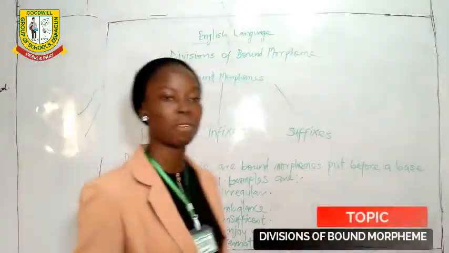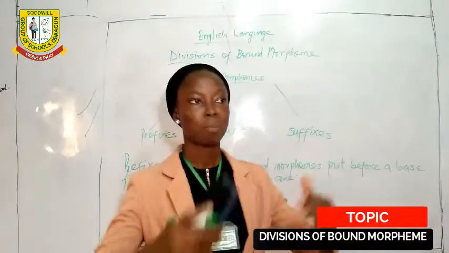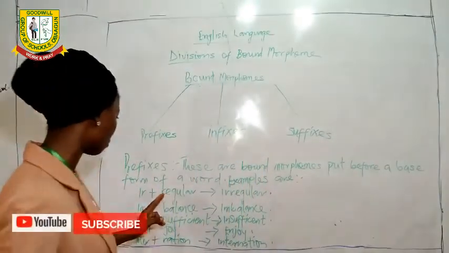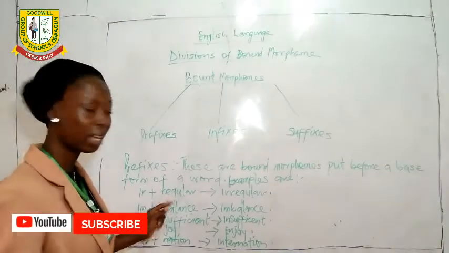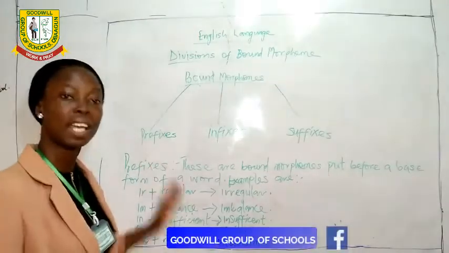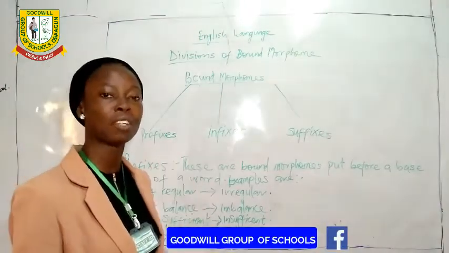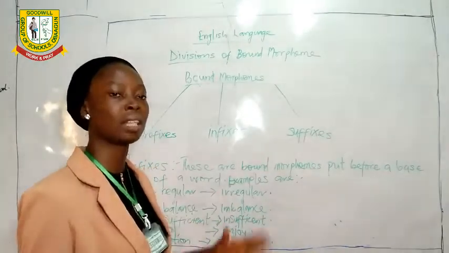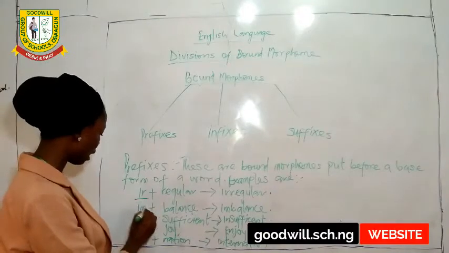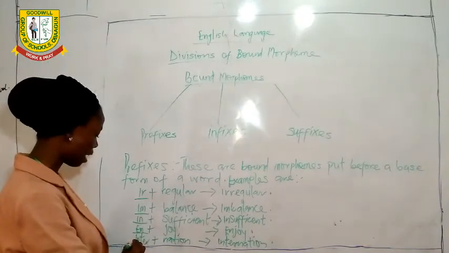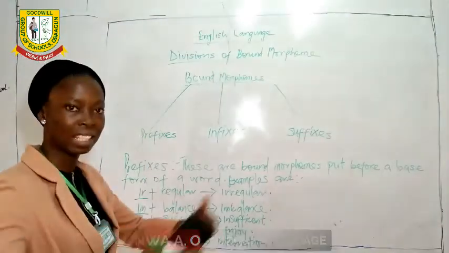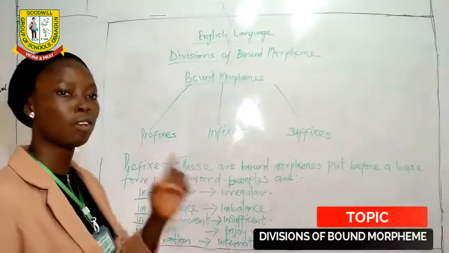So I told you when I first started that the prefixes precede or come before our base form of the word. These are the base forms of what we have here. We have regular, we have balance, we have sufficient, we have joy, we have nation. Each of these word examples can stand on its own and enjoy independent meaning. While these bound morphemes, as I have, ir, im, in, en, and inter, cannot stand on their own unless they are attached or affixed to a nucleus.